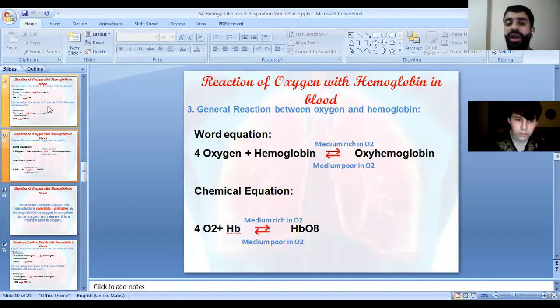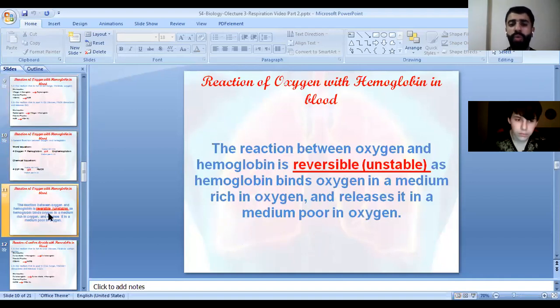So this is the general word equation. The general chemical equation is O2 plus Hb, oxygen plus hemoglobin, gives oxyhemoglobin HbO2. The medium rich goes in this direction, the medium poor in the opposite. So this reaction can occur in both directions. What do we call this? We call it a reversible reaction. It's unstable. Why? Because hemoglobin will bind oxygen in the medium that is rich and it will release oxygen in the medium that is poor. That's why this reaction is reversible. What is the meaning of reversible? It can occur in both directions.